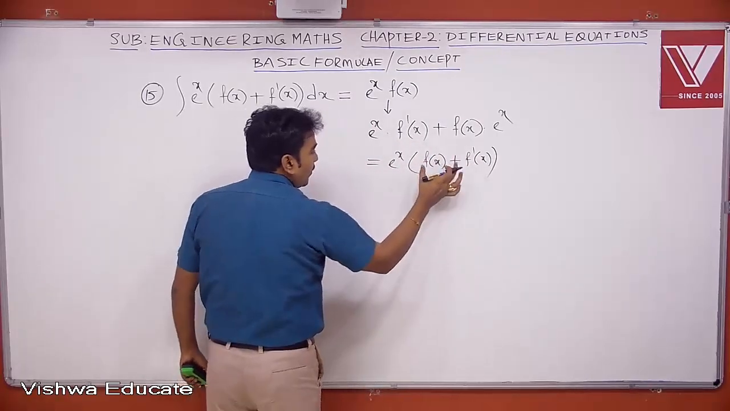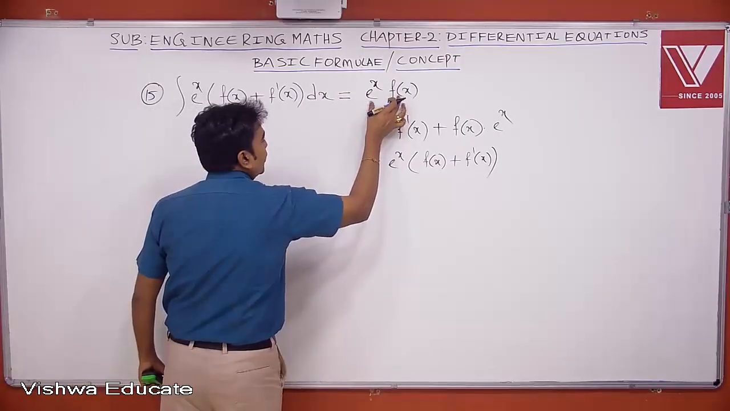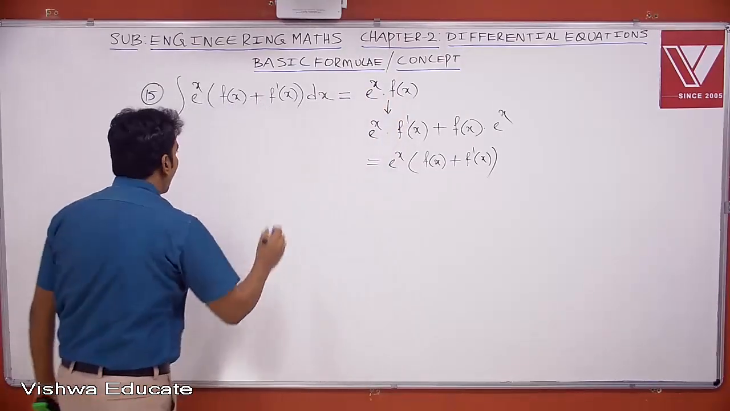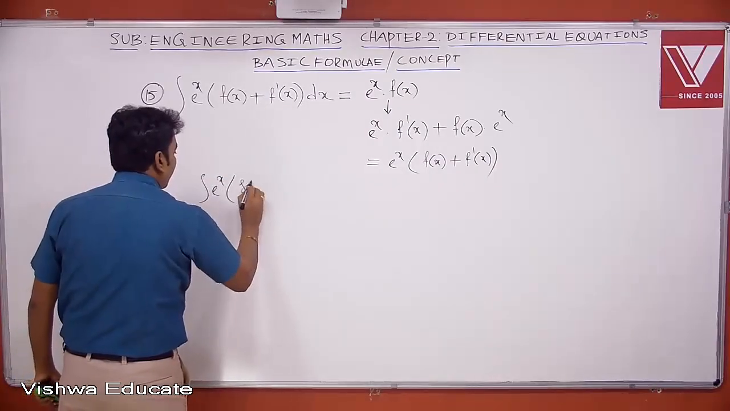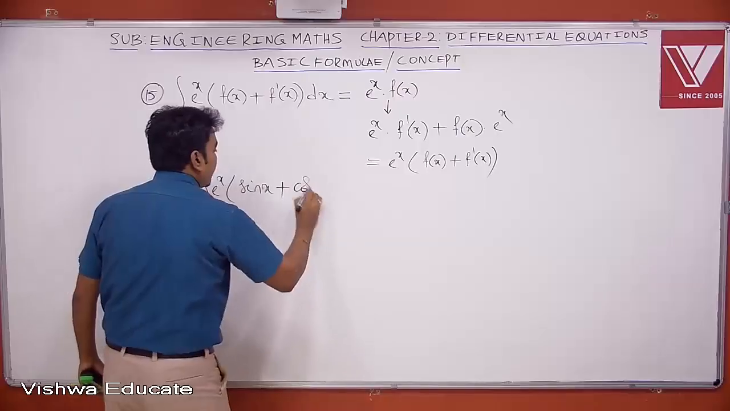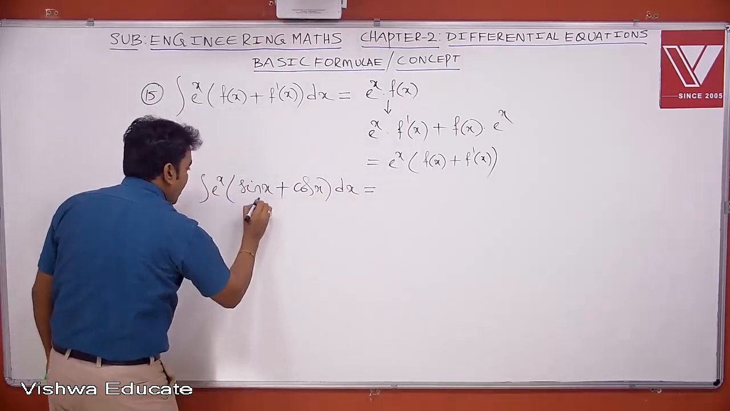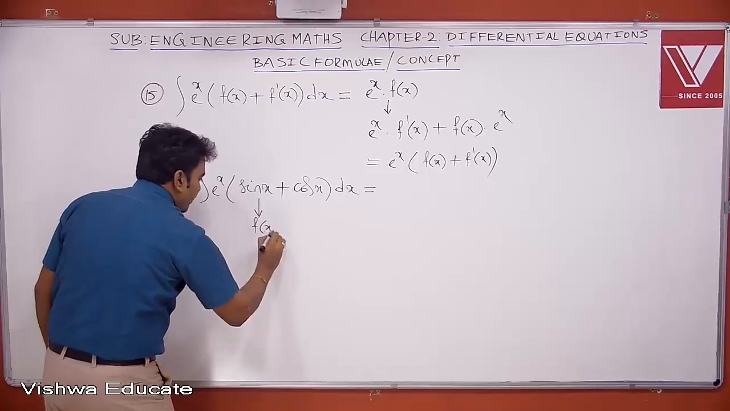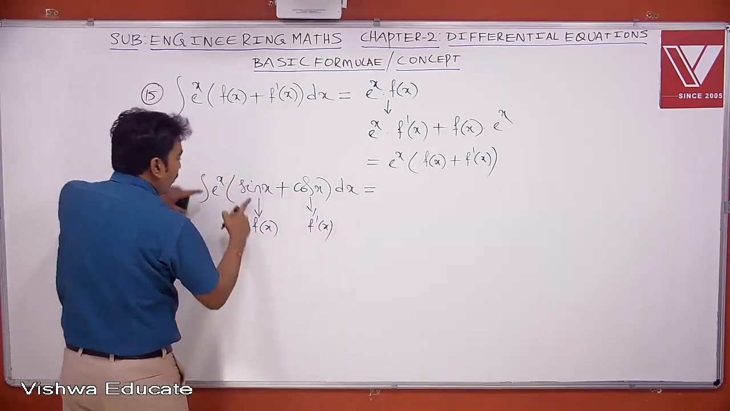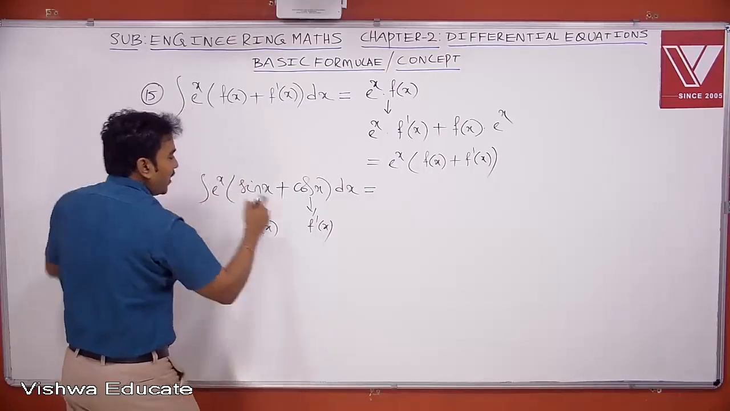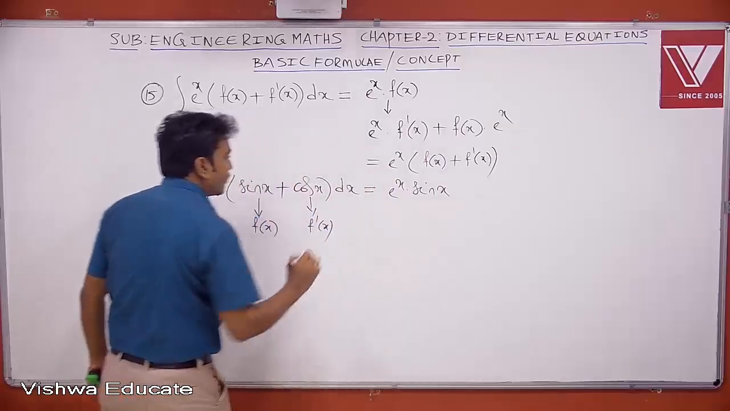What does it mean? When you integrate this function with respect to variable x, the result is e power x into f of x. Now let us take few examples. Suppose I have integral e power x into sin x plus cos x dx. Now here I assume that f of x is sin x and f dash of x equal to cos x. So it is in the formula number 15. According to this, it becomes e power x into sin x.